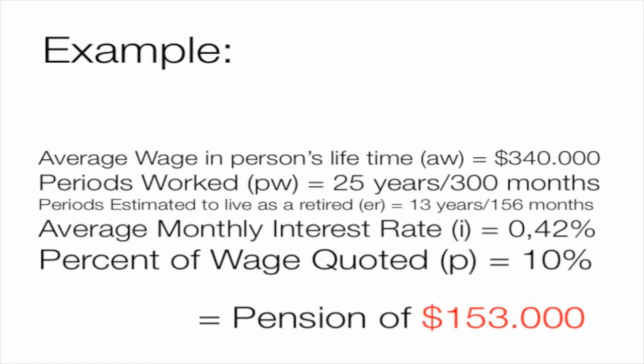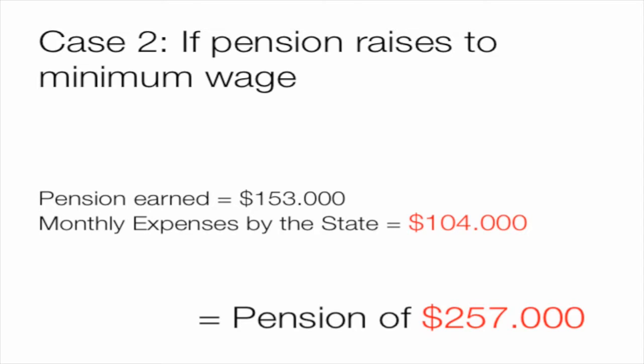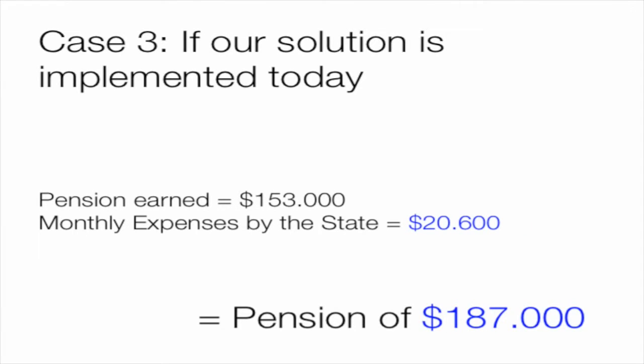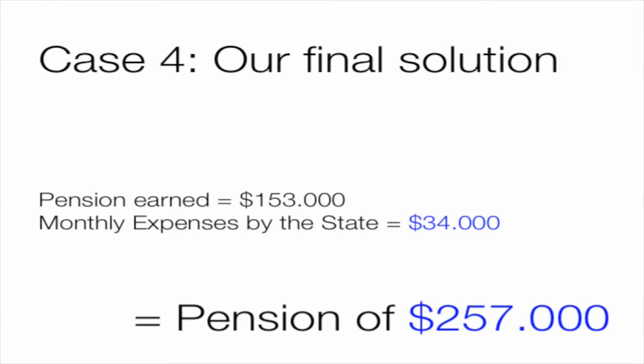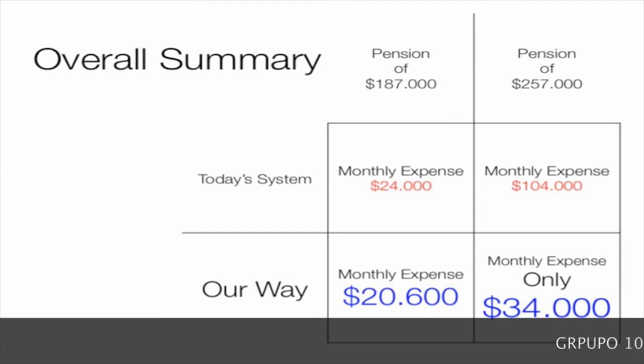Data shown here is average wage in a person's life, periods worked, and estimated time to live as a retired person. Case number 1 is how he'd receive his pension today. Case number 2 is what would happen to the expenses if the pension increased to minimum wage. Case number 3 is what if our solution was implemented today, showing a decrease in the expenses by the state. It shows that our solution would increase the pension in a more efficient way. Finally, we can compare monthly expenses in all cases.